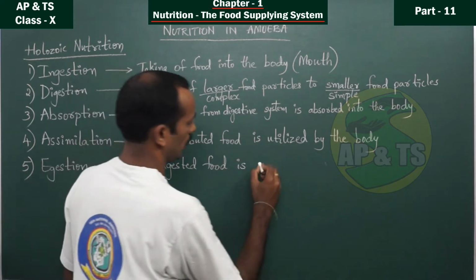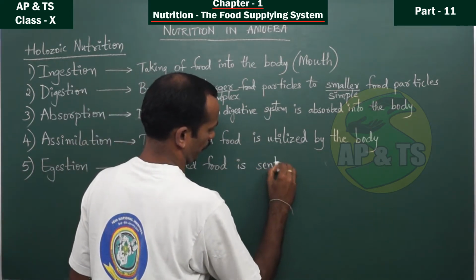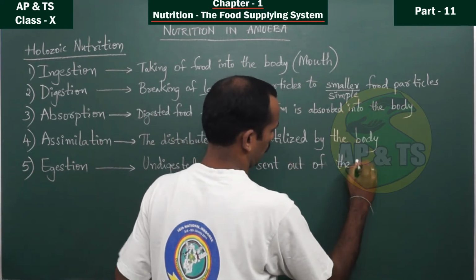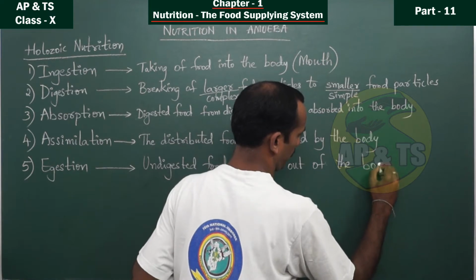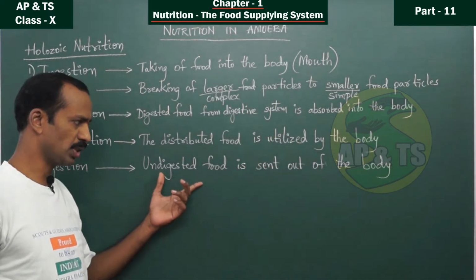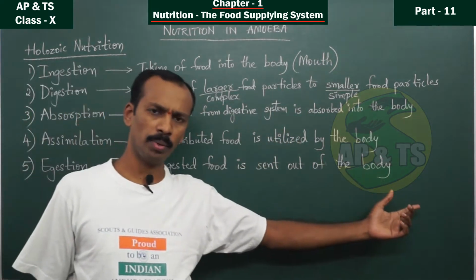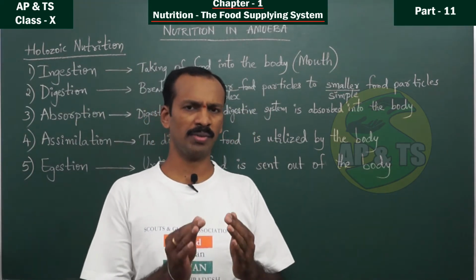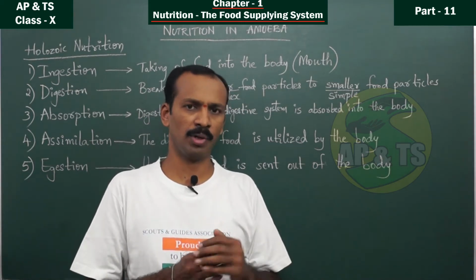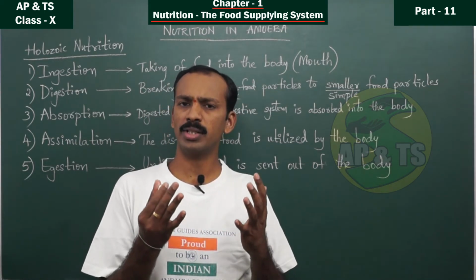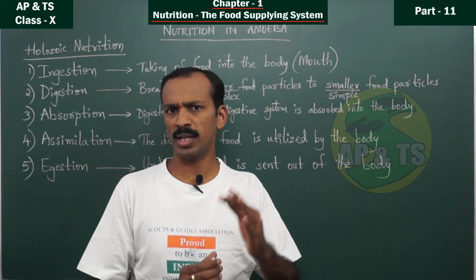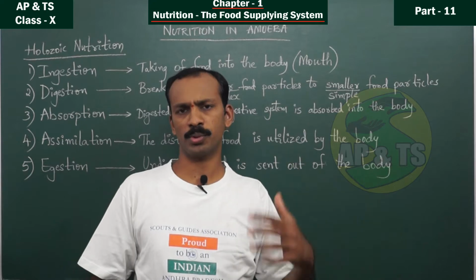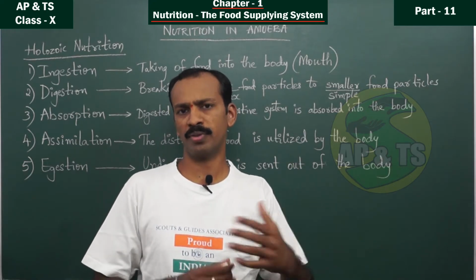So that undigested food is sent out of the body. There is no use with the undigested food. Whatever is digested, from that we get energy. Whatever is undigested, we can't utilize it. So it has to be sent out of the body. Again we have to take a fresh source of energy, that is, fresh food we have to take again.